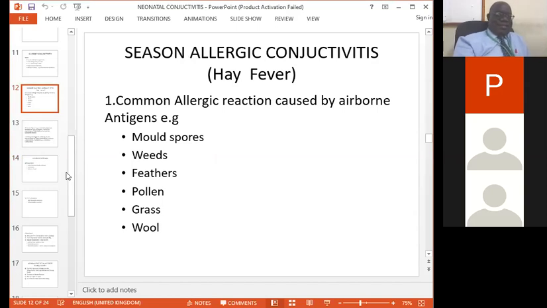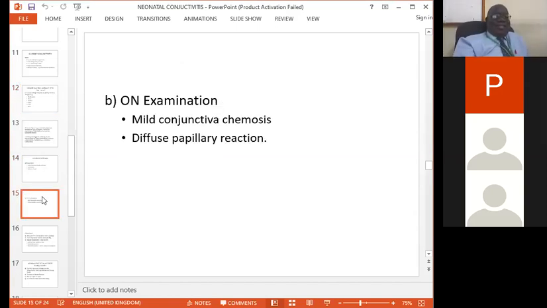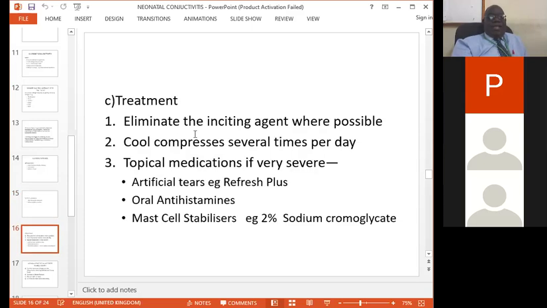Seasonal allergy, because it has just appeared suddenly. So, allergic conjunctivitis. On examination, you have mild conjunctival chemosis, edema, and a diffuse papillary reaction. Treatment: eliminate the inciting agent where possible.